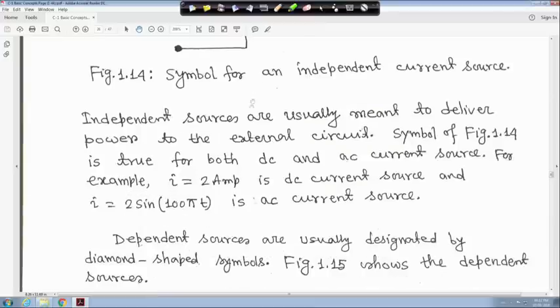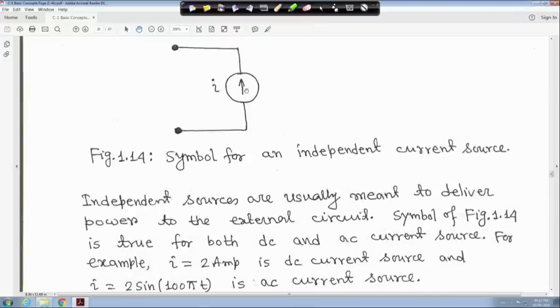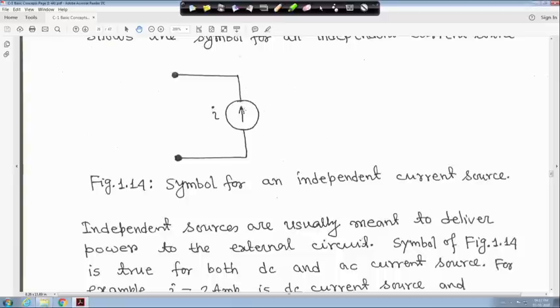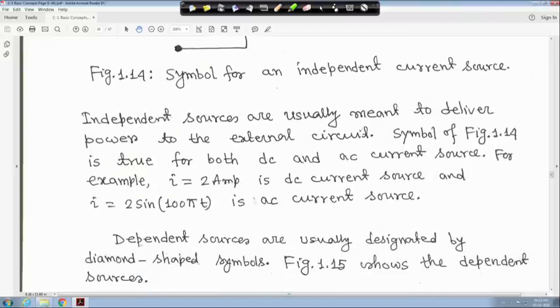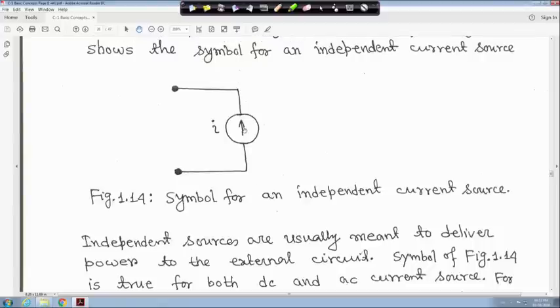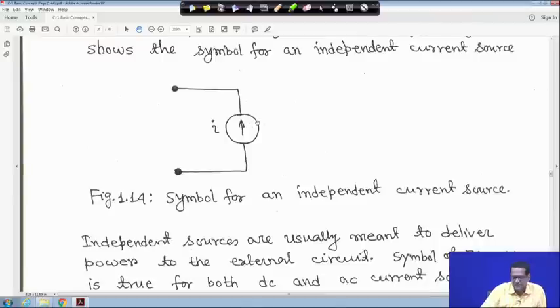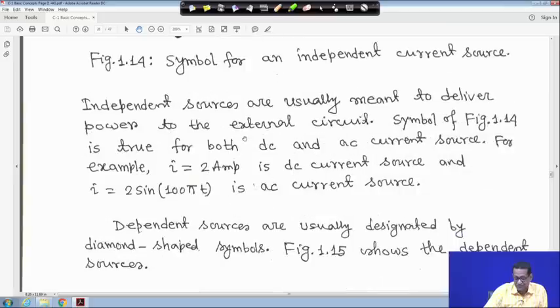For example, if I is equal to 2 ampere here, then it is a pure DC source, and if I is equal to, say, 2 sin 100 pi t, then it is an AC current source, but this symbol is the same for both DC as well as AC. When we go much deeper, we will know all these things in detail, right. I am not doing much exercise here; wherever necessary I will do it. So this thing is understandable, right.